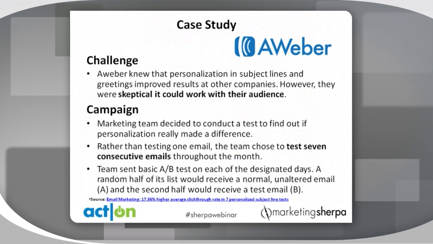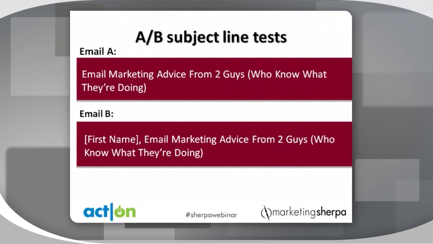They tested 7 consecutive email sends, and they wanted to see if personalization would work in the email. So let's take a look at what those subject lines looked like. The first subject line is pretty typical: email marketing advice from 2 guys who know what they're doing. The second subject line: first name, email marketing advice from 2 guys who know what they're doing. So it's a very minor change, just adding in that first name, seeing if it has an impact.